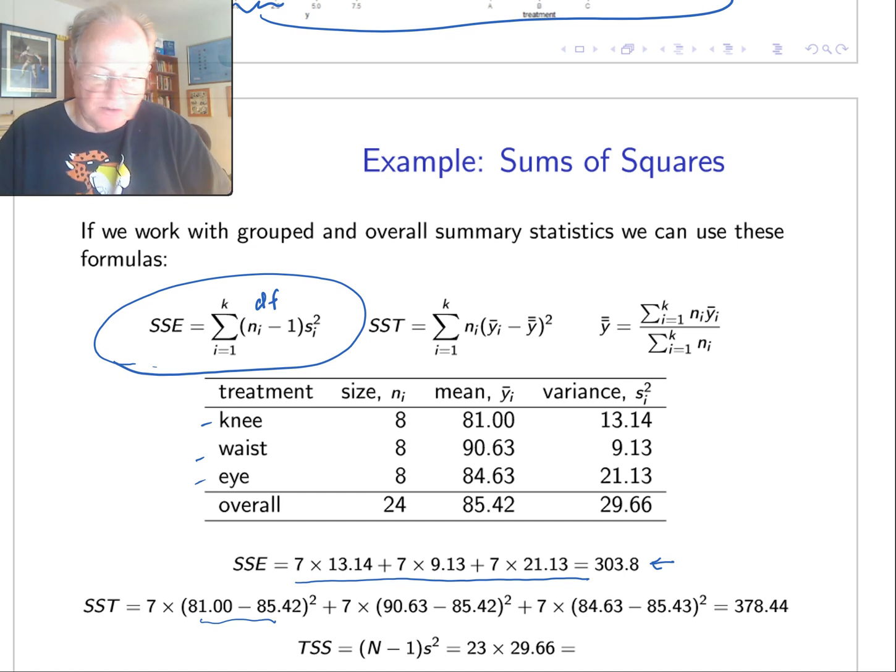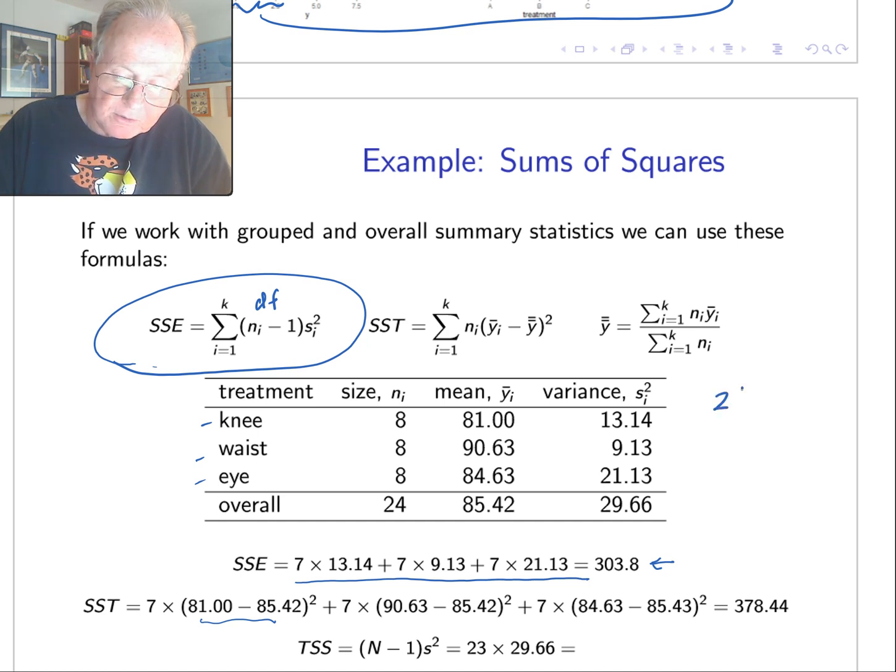The total sum of squares simply says take the overall variance, 2966, multiply by 23, degrees of freedom overall.